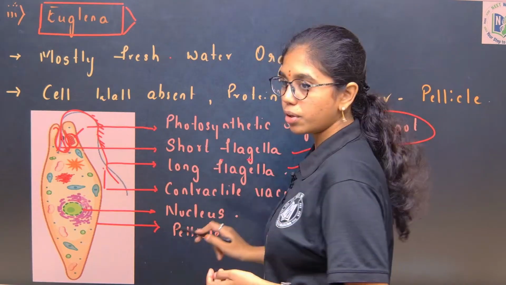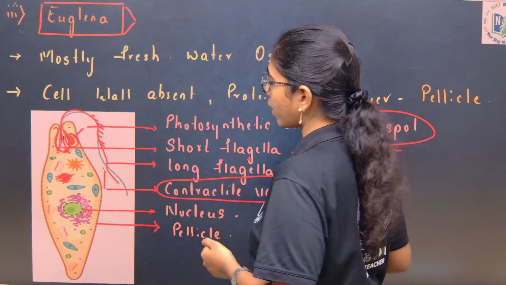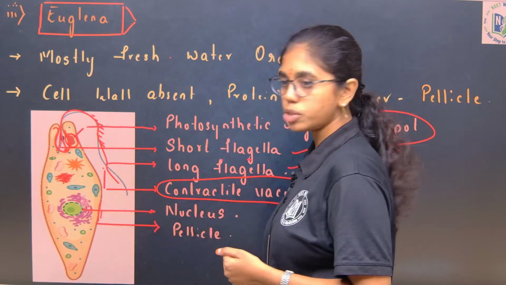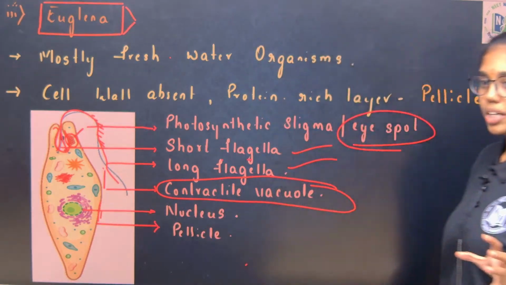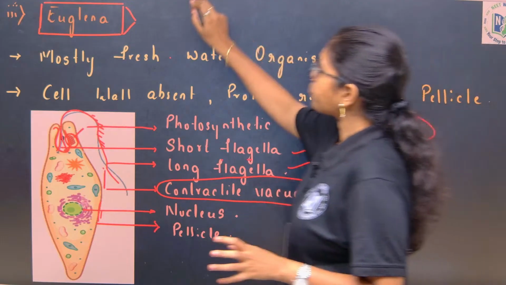This is clear to you now. And then the contractile vacuole, which helps in osmoregulation. The nucleus is membrane bound, and the protein layer is the pellicle. Clear about the structural description of Euglena? Any doubt anywhere, Vita?